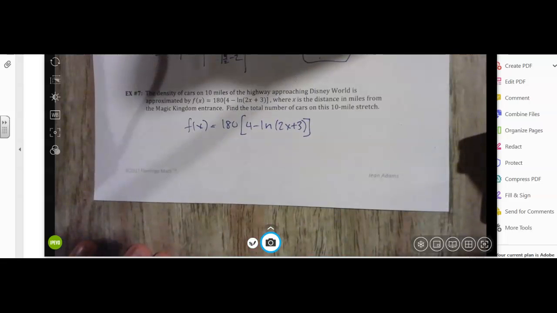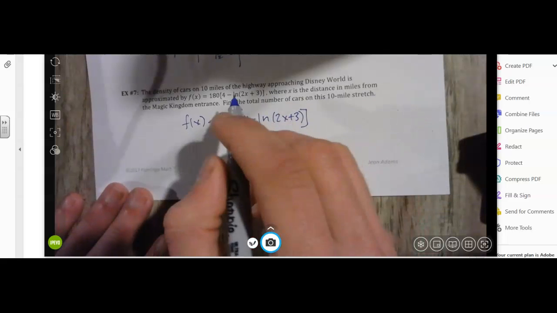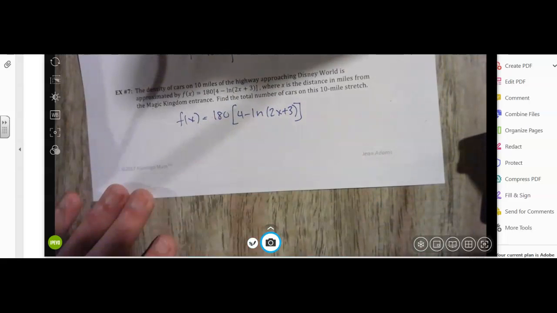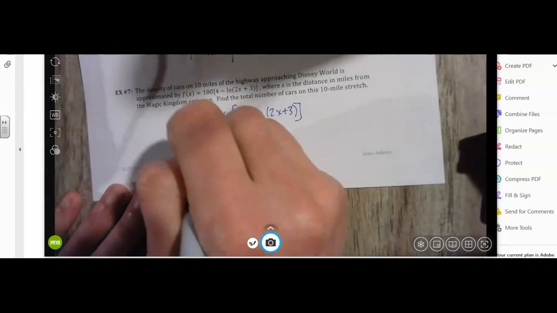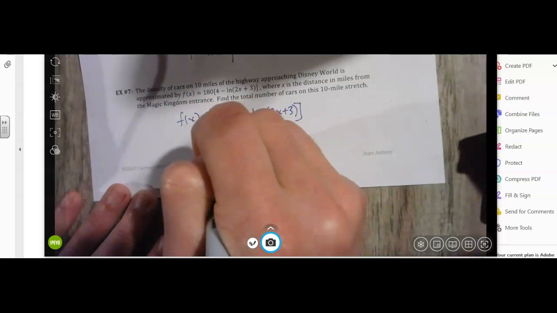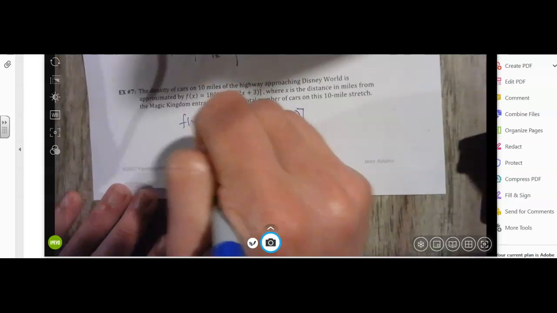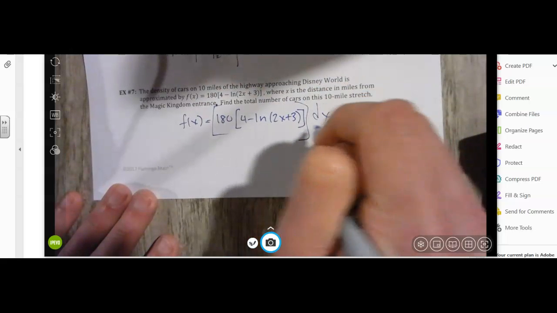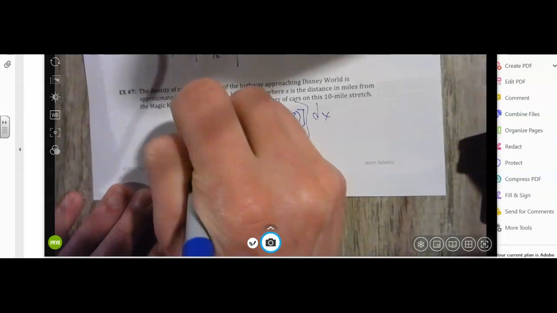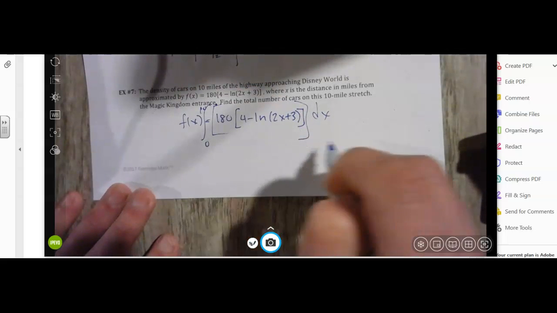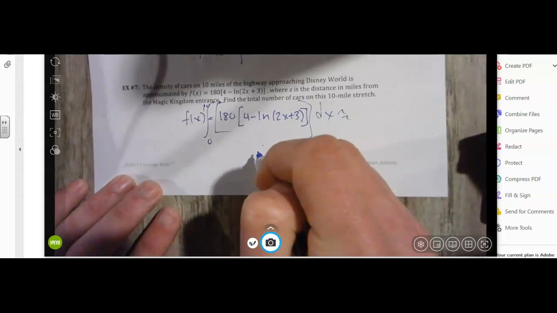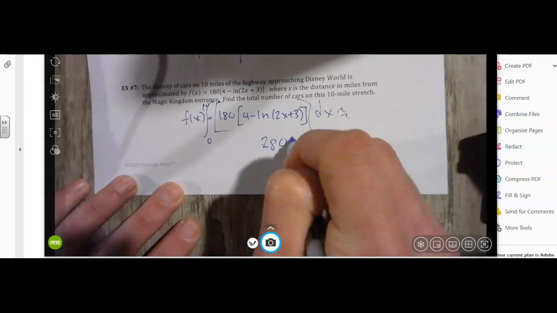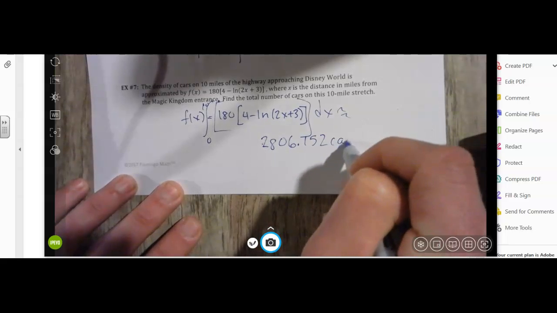This function gives us a density function of cars in a 10-mile line approaching Disney World as they look to enter Magic Kingdom. So we're trying to estimate the total number of cars in the 10-mile stretch. Wow, that's a lot of cars. So this is our f of x that is given to us, so we would integrate this dx from 0 to 10 in miles. If we calculated it out, it's really messy, so I'll just save you a little time here. That gives about the number of cars if you compute that out.